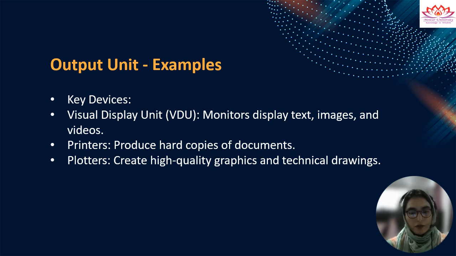Some examples of output devices include Visual Display Unit (VDU). This includes monitors which display text, images, and video. Modern monitors like LCD and LED screens offer high-resolution output. Printers convert digital documents into physical copies. Printers can be categorized into types like inkjet, laser, and 3D printers. Then we have plotters. These are specialized printers used for creating large-scale designs like architectural blueprints. Other devices include speakers which produce audio and projectors for large-scale visual displays.